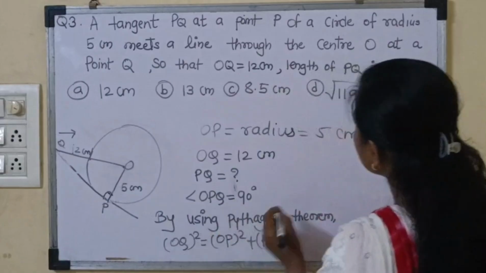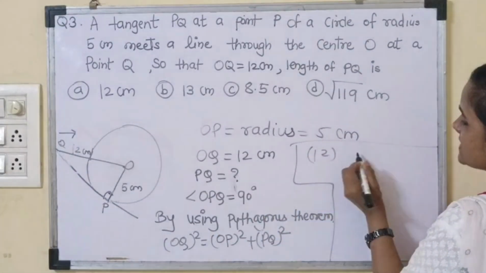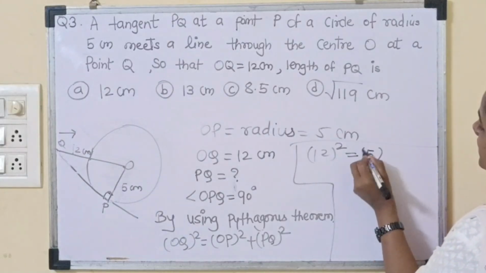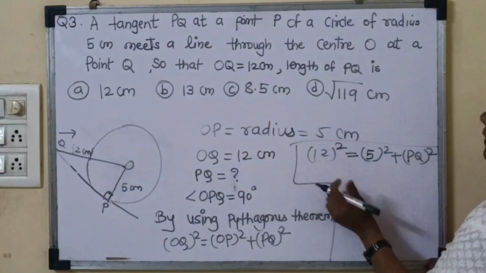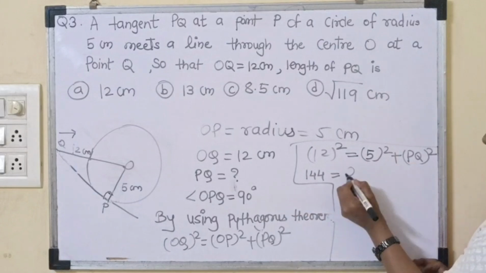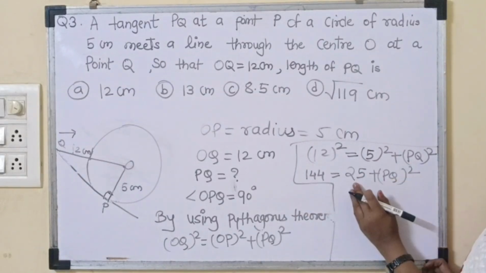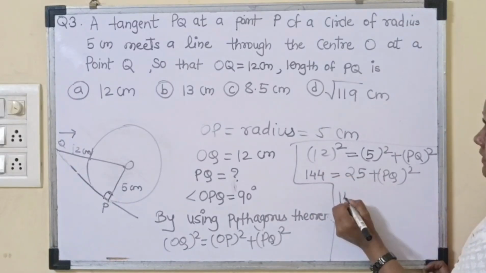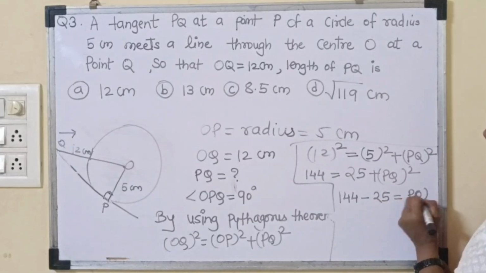Now OQ is 12 centimeter, so 12 square is equal to OP, which is 5, square plus PQ square. PQ is what we have to find out. Now 12 square is 144, equal to 5 square which is 25, plus PQ square. Now if I shift this 25 over there, that means 144 minus 25 is equal to PQ square.